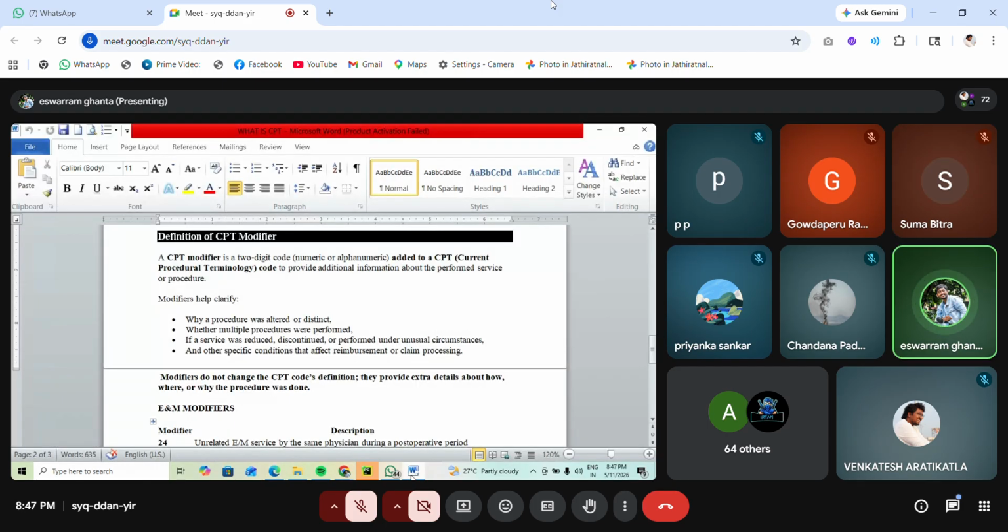Okay, so today another topic is modifier. A CPT modifier is a 2-digit code. It is a numeric code, or an alphanumeric code is also there, but most commonly we use numeric codes for the CPT codes. Okay, it is a 2-digit code.